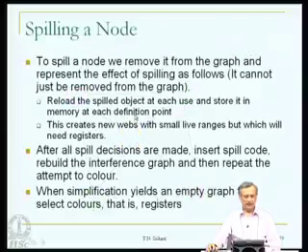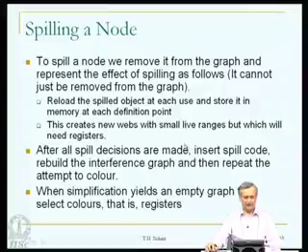How to spill a node? To spill a node, we remove it from the graph and represent the effect of spilling by reloading the spilled object at each use and storing it in a memory location at each definition point. Now the problem is that this creates new webs with small live ranges, but which still need registers. So, after all the spill decisions are made, insert spill code, rebuild the interference graph and then repeat the attempt to color. When simplification yields an empty graph, we stop.